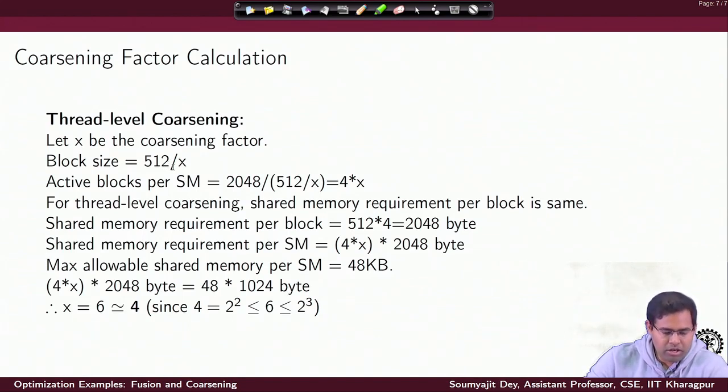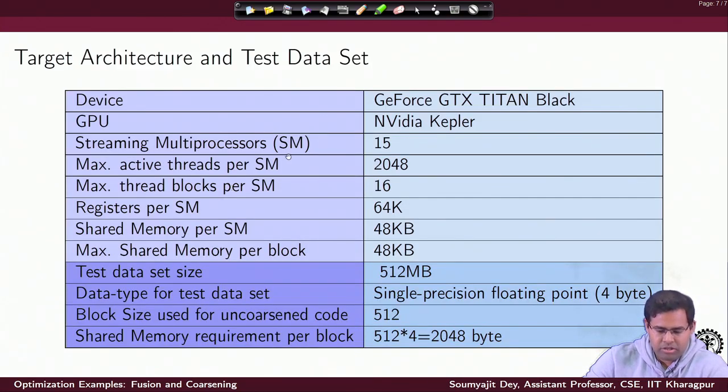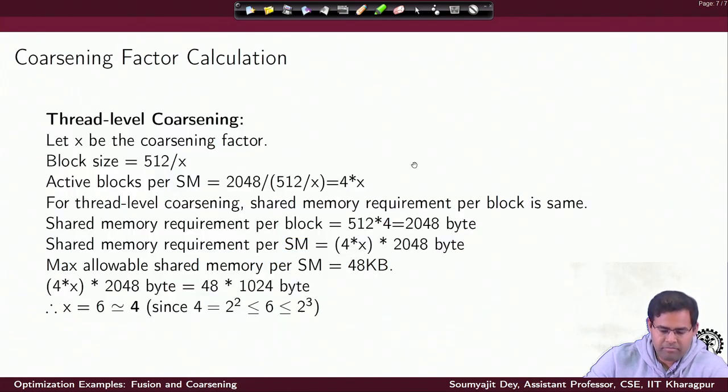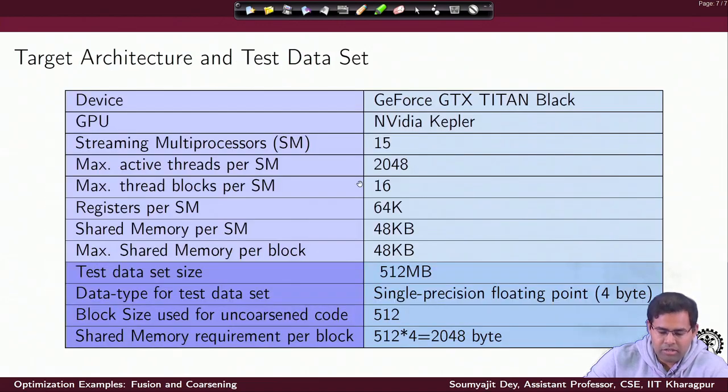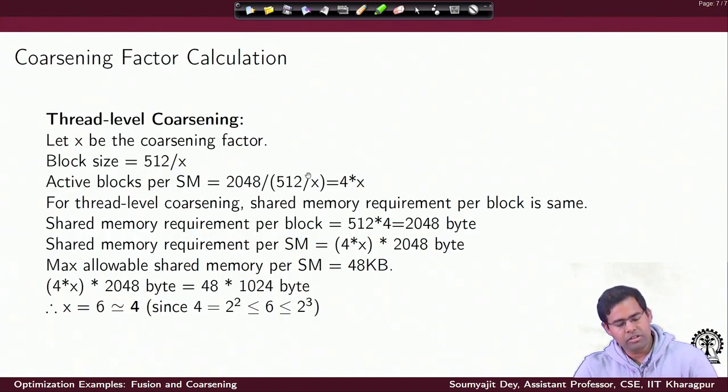With this, what would be the number of active blocks per SM? As you can see, the maximum active threads per SM is 2048, right? There is a maximum allowed limit on active threads per SM. So active blocks per SM would be the total 2048 threads divided by threads per block, 512 by X. That gives me 4X, right? Of course, the other limiting factor is the maximum thread blocks per SM, which is 16. We are just hoping that we will be reaching the threshold by this limiting factor, otherwise you have to consider the other limiting factor also, right?